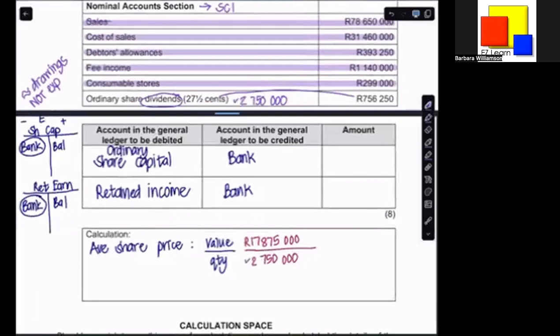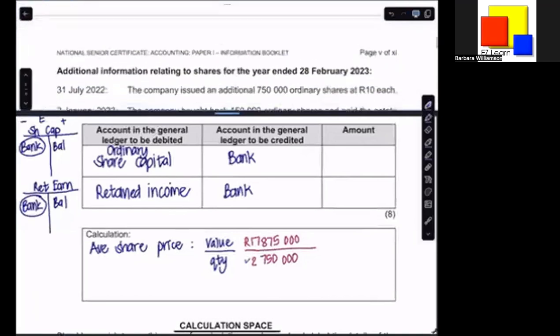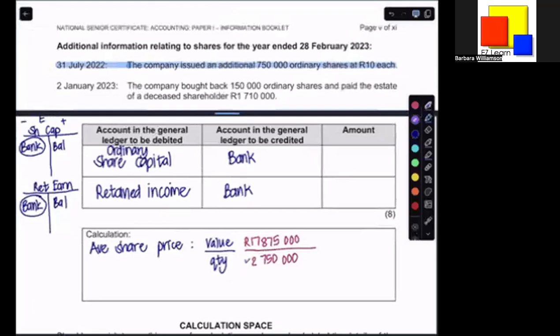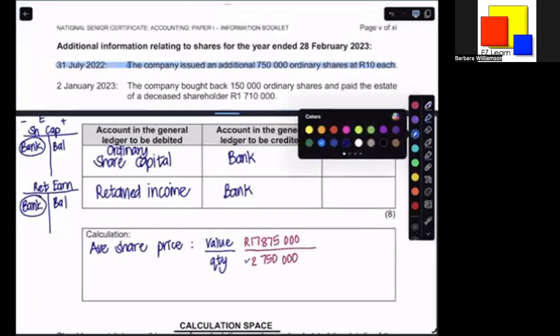And that would generally represent the interim dividend, because that's showing you how much has already been declared so far. So there was no change up until the interim dividend. We are then given additional information about the shares. We can see that the company issued an additional 750,000 shares of 10 Rand each on the 31st of July. So that means that the interim shares must have been issued before.